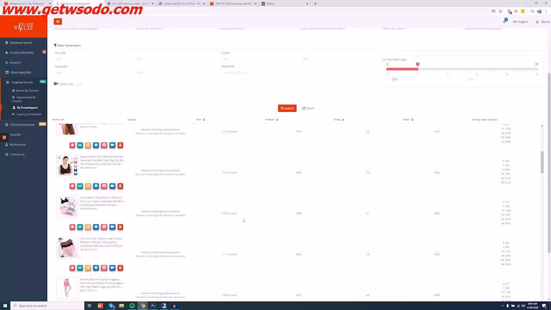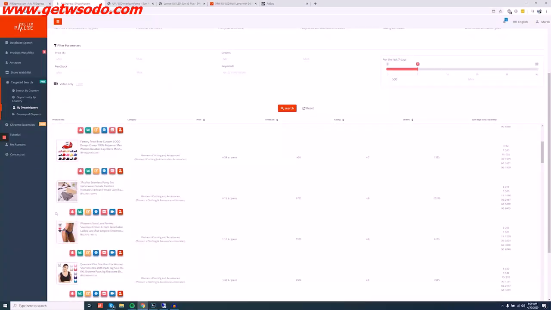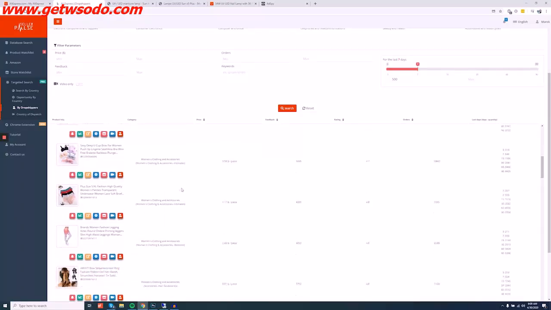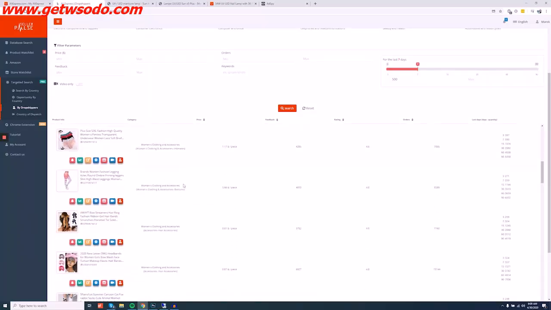So yeah, we definitely don't want to sell basic stuff like bras and underwear. It's all just basic stuff that you could find somewhere at Walmart and whatnot. Okay, so perfect. This thing right here, these leggings.